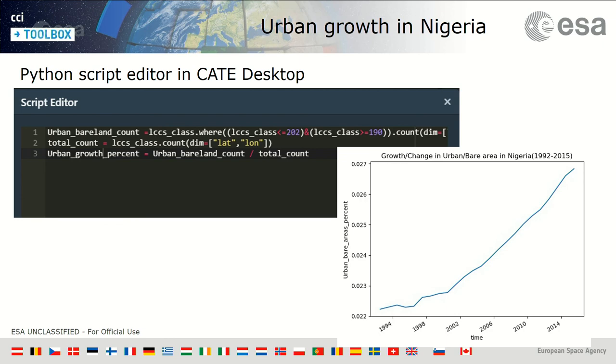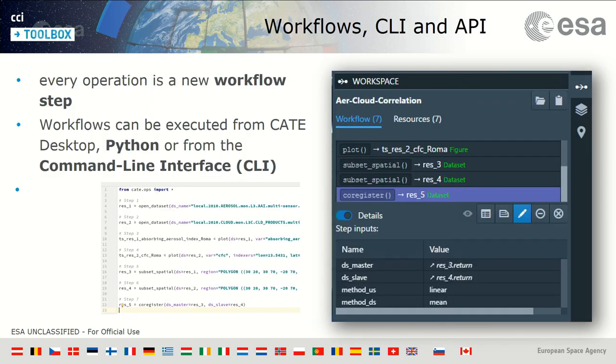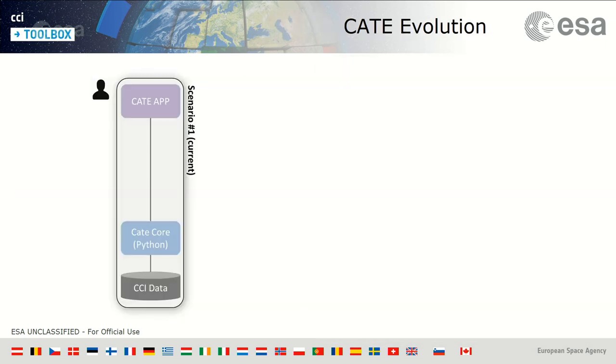This is a script editor in Kate Desktop. Is the bare land divided by the total count? I don't know. It's the urban. Sorry, it's the urban count. And then I can see here if I do the plot of this, how this is increasing in Nigeria. So this is also with just three or four lines of script I can do there.